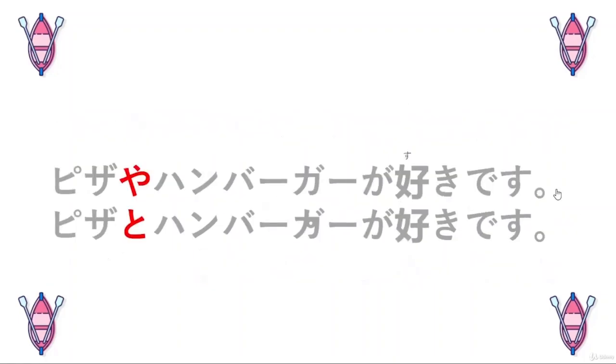One more example. ピザやハンバーガーが好きです。I like pizza and hamburgers, right? I like pizzas and hamburgers. Both of them are the same in English. But if you're saying with ya, it means that you like more types of food, but you only named pizzas and hamburgers. If you're saying to, it means that you only like pizzas and hamburgers. That's the slight difference.